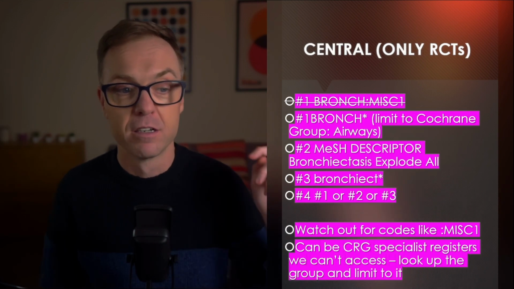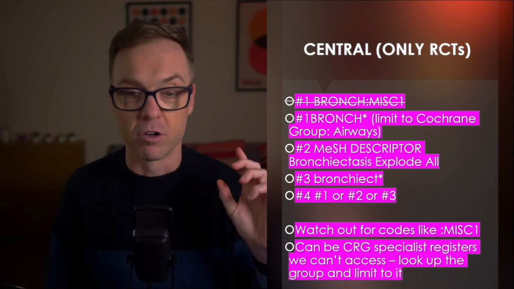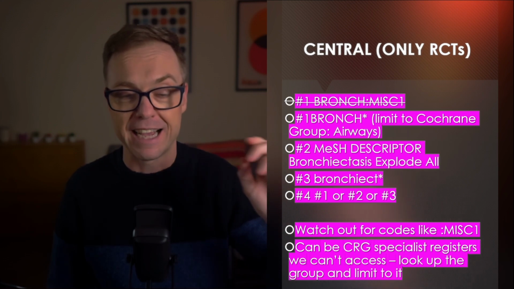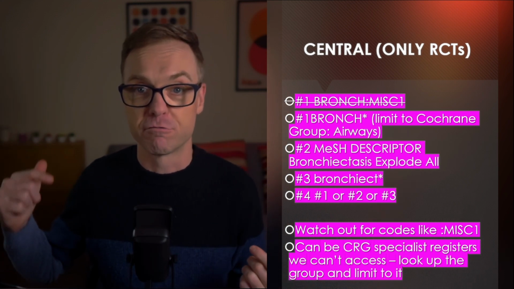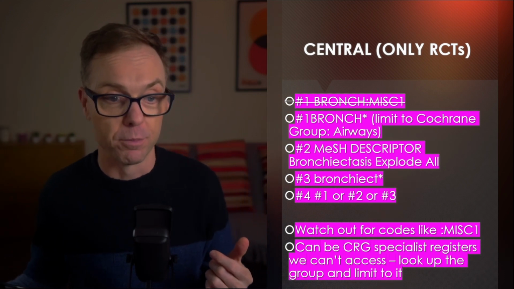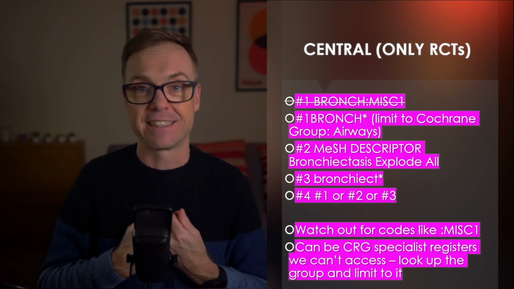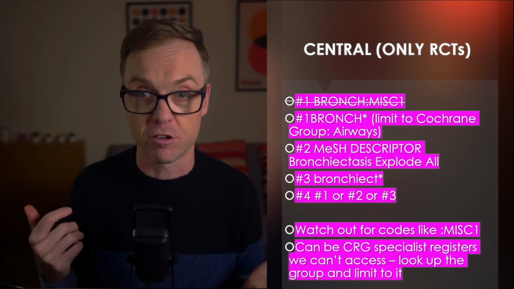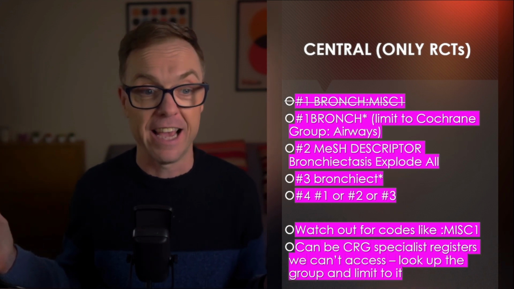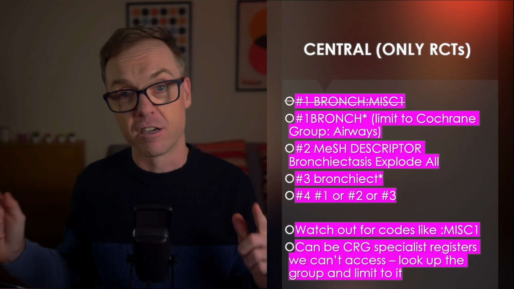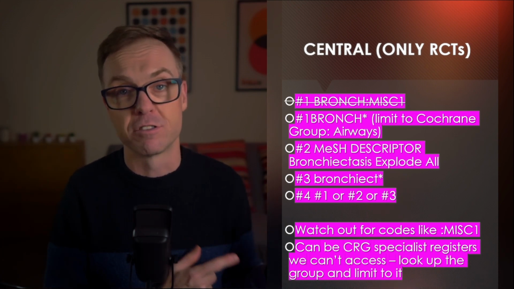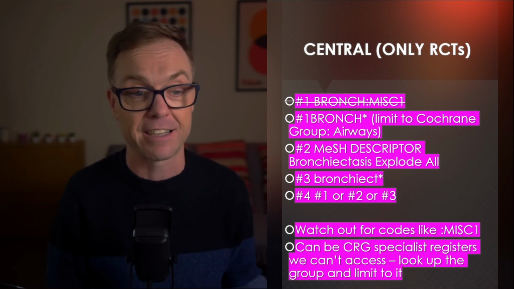So line 1, bronch colon misc. This means that they searched for the bronch tag in the specialist register for the airways group. Now, we can't access the specialist register directly because we're not doing a Cochrane review as part of the airways group. But the Cochrane review groups publish the trials that they find into Central and they tag them.